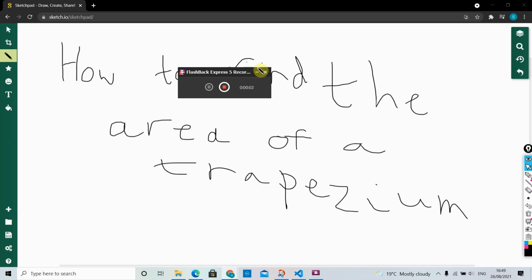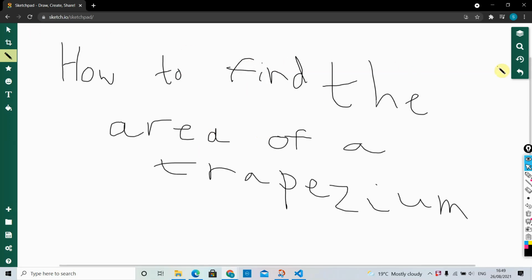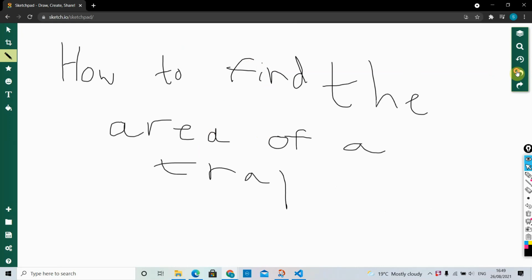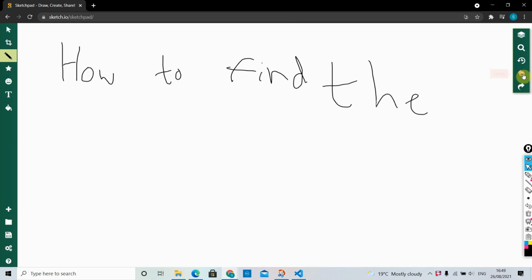Hello guys, and today I'm going to tell you how to find the area of a trapezium. So, first of all, I'll just tell you the formula right after I erase all this.